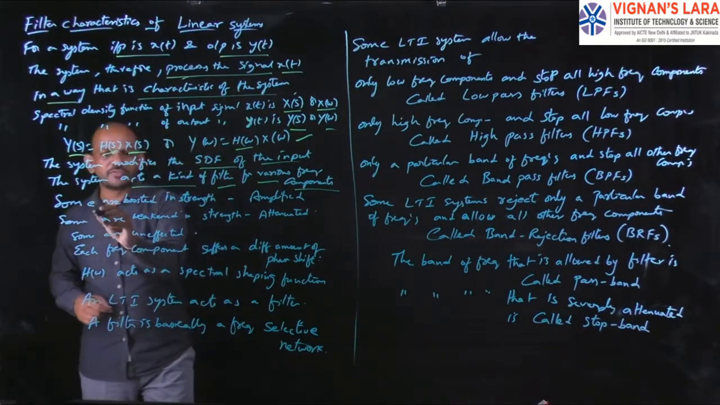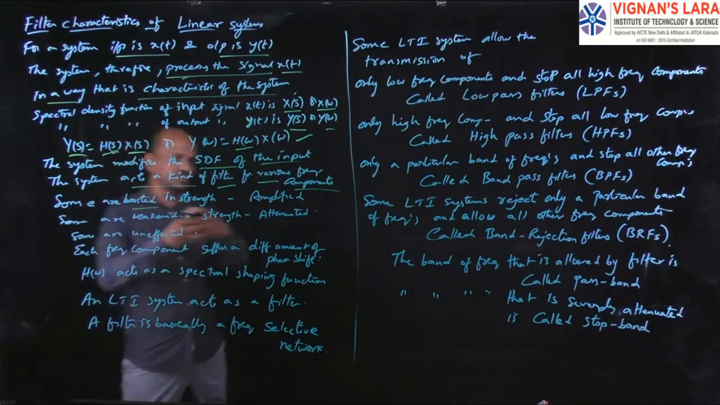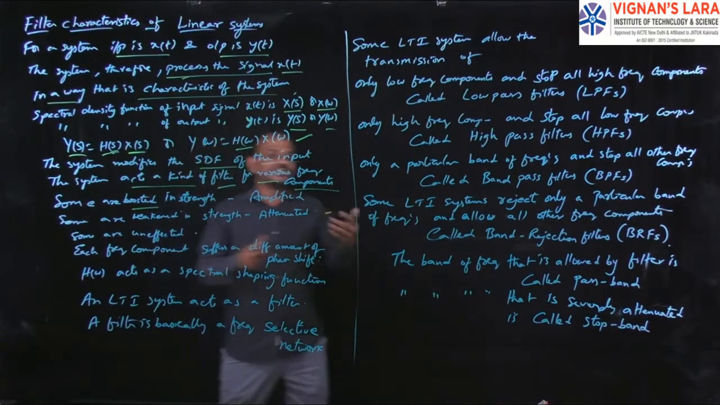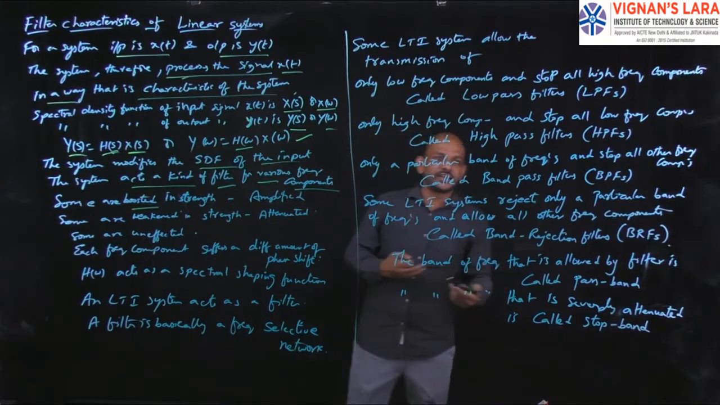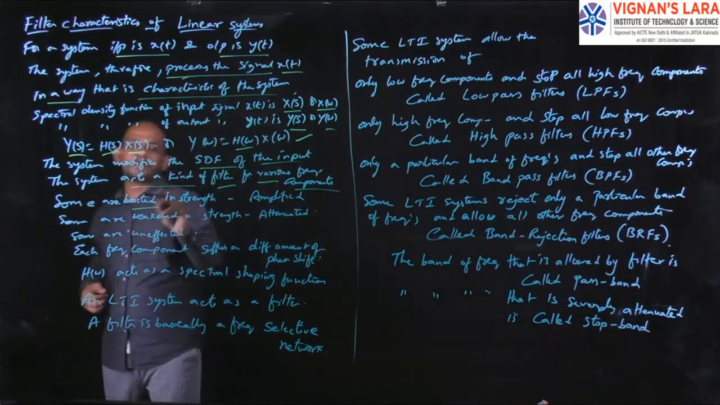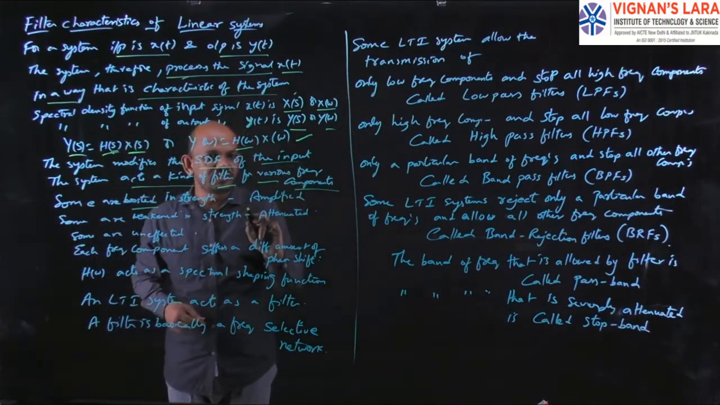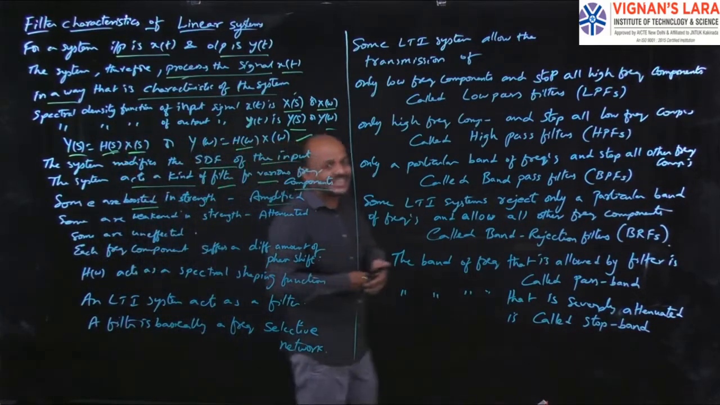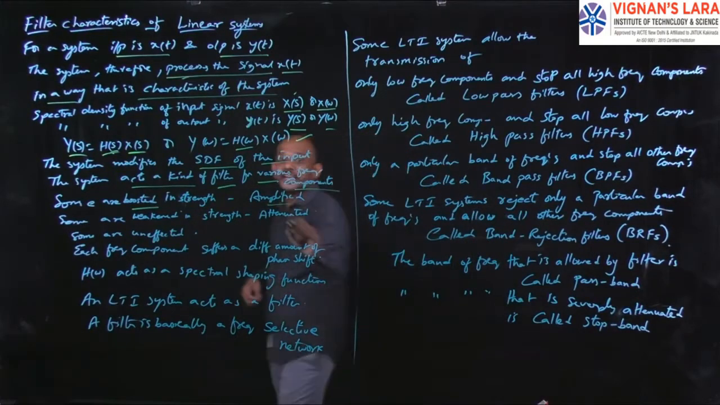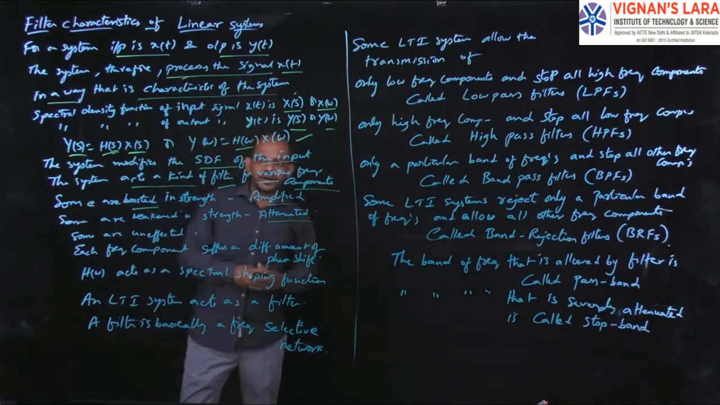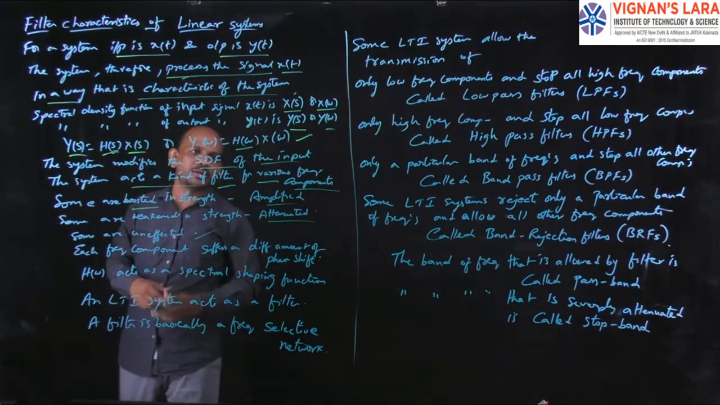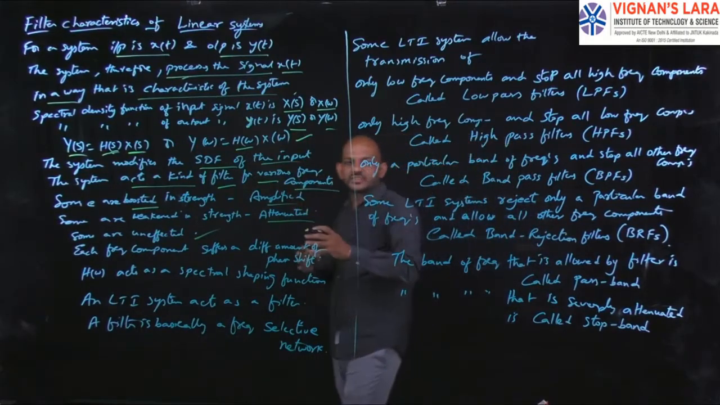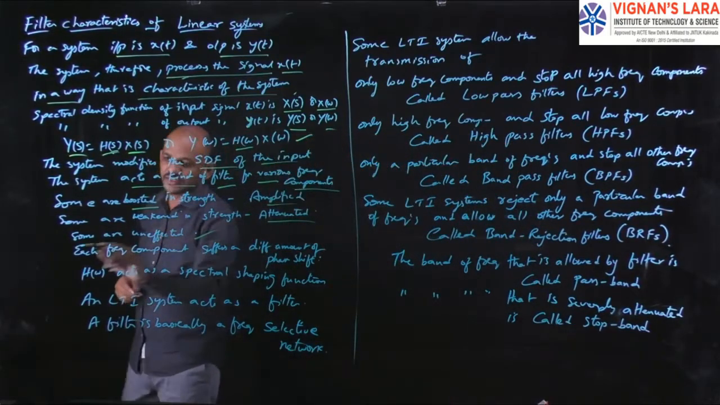Some of the frequency components are boosted in strength, which means the signal strength is amplified. Some of the frequency components are weakened in strength, that is, reduced in strength, nothing but attenuated. And some of the frequency components may be unaffected. So some are amplified, some are attenuated, and some pass unaffected.